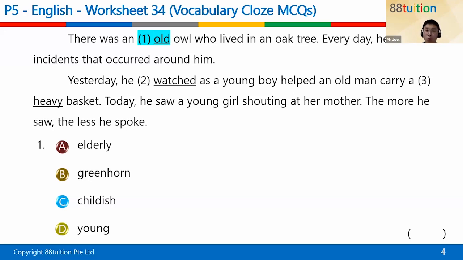There was an old owl who lived in an oak tree. Rachel, you are correct. Jaslyn, you are correct. Good. Anyone else want to try for question 1 here? What do you think the answer could be? What's a good word to replace old?